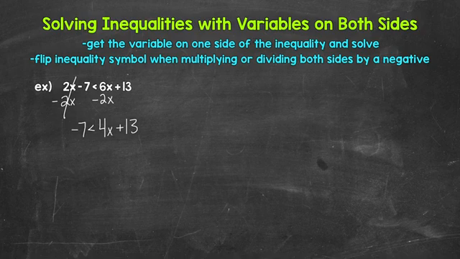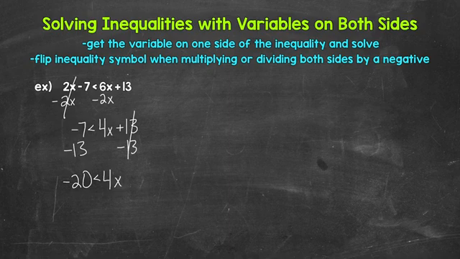Now our variable x is on one side of the inequality, and we can look to solve. So we need to isolate the variable. Now we need to undo the addition. The inverse operation of addition, that's subtraction. So subtract 13 from the right side and then the left side as well. These cancel each other out, so we are left with 4x. And then on the left side, negative 7 minus 13 gives us negative 20. Negative 20 is less than 4x.